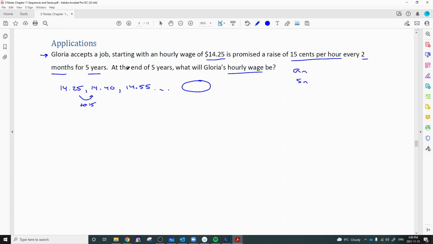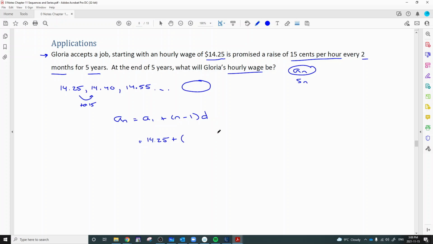The answer is, at the end of 5 years, we want to know what her hourly wage is, not the sum of all the hourly wages, so we're using this formula: a_n equals the first term plus n minus 1 times the common difference. Let's see what we know. First we have to figure out how many terms we want to solve for, what the first term is, and what the common difference is. The first term is easy: she's making $14.25 when she starts out.